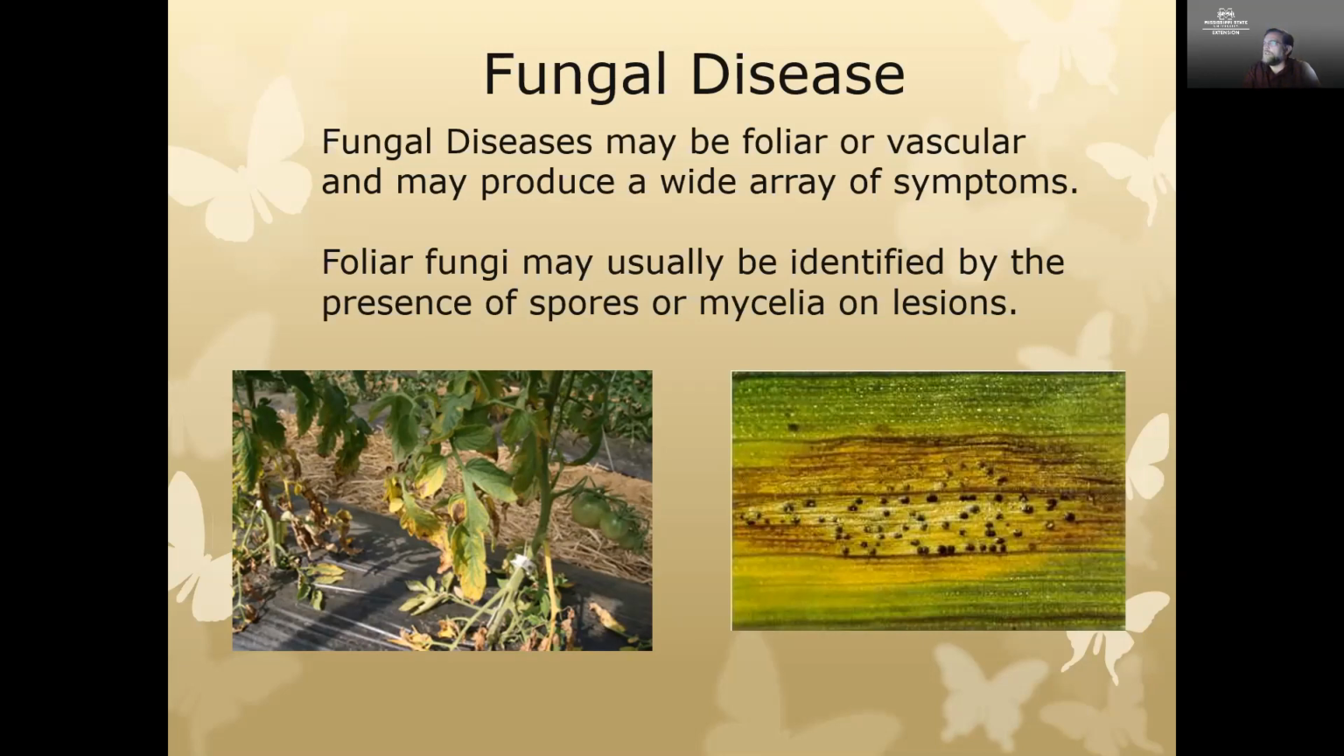And when we look at those lesions, those sites on the plant where we're seeing the damage, oftentimes, if we look really closely or maybe use a magnifying glass, we can actually see spores in the center of that lesion. You can see the reproductive structures of the fungus there in the center as the fungus is growing.